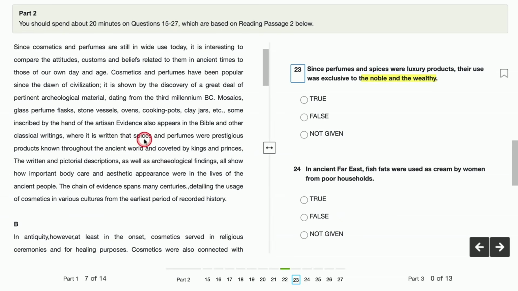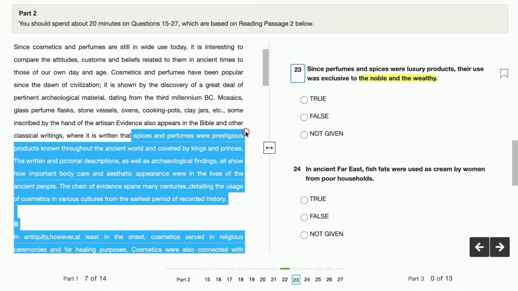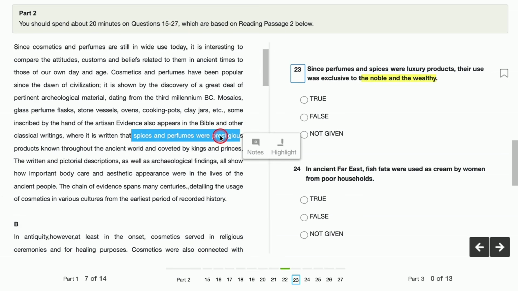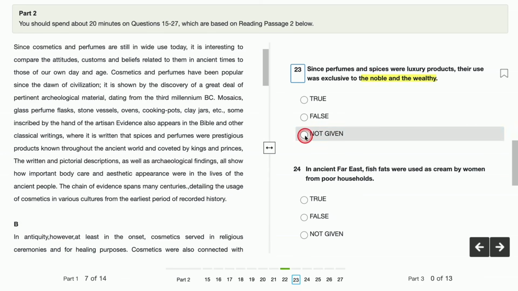It is written that spices and perfumes were prestigious products known throughout the ancient world and coveted by kings and princes. Although I don't know what this word means, I don't think this sentence discusses only wealthy people can use perfumes and spices. This sentence is mainly about spices and perfumes were prestigious products. It doesn't say whether they were used only by wealthy people, right? So maybe the answer is not given.